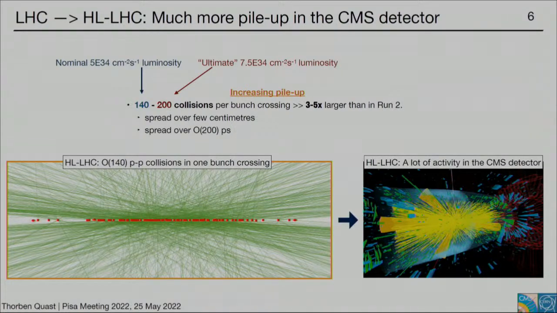Pileup for high luminosity LHC will be one of the most drastic challenges that we will have to cope with, because currently we have of the order of 40, 50 pileup interactions per bunch crossing, while at high luminosity LHC we will have 140 to 200. So it will be quite challenging to make sense of what actually happened, what is your interaction of interest that you actually want to analyze.